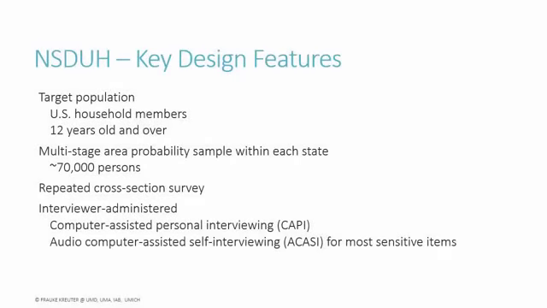Key design features for the drug survey: target population, slightly different, US household members 12 years old and older. In this case here, we have a multi-stage area probability sample. We'll talk in the sampling course much more about how to conduct those. And it's a repeated cross-sectional survey.